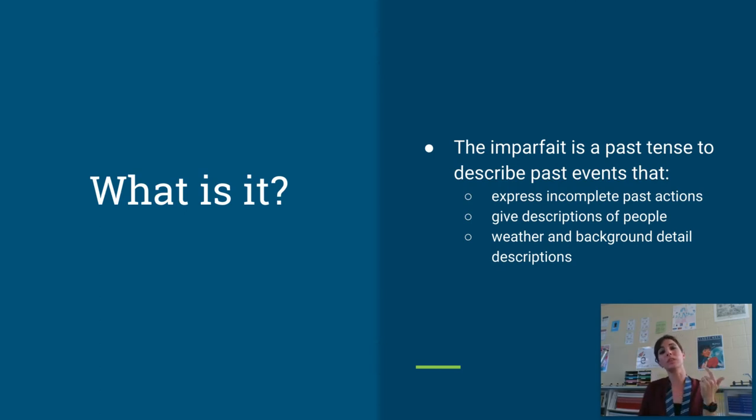It's also used to give descriptions of people. So if we're saying she was wearing a purple dress, elle portait une robe violette. And it's also going to give weather and background detail descriptions for our stories. So if it was very windy outside, il faisait venteux. So it was really windy, that's giving that background detail in the description. Basically, the imparfait is often used when we're telling stories. And the imparfait is going to set the scene, it's going to tell us what was going on, and all of that.